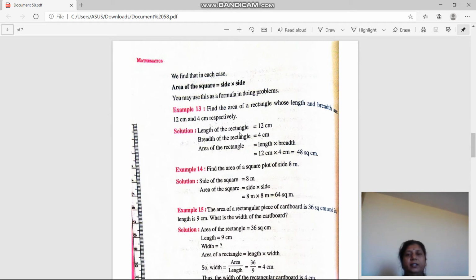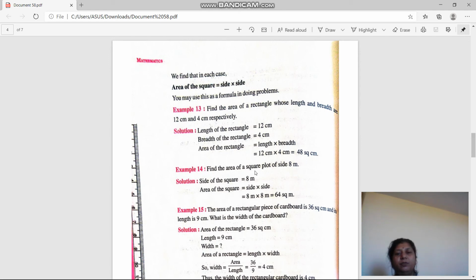Length of the rectangle is equal to 12 centimeter. Breadth of the rectangle is equal to 4 centimeter. Now area of rectangle is equal to, what is the formula? Length into breadth. So length is 12 centimeter, breadth is 4 centimeter. Okay, so 12 times 4 is 48 square centimeter. Clear? See here, always you have to write the unit in square, whether it may be centimeter, meter or kilometer. Get it?